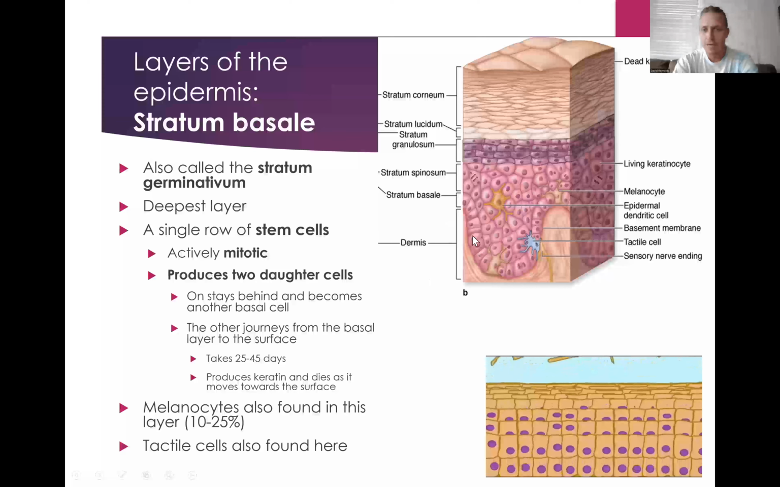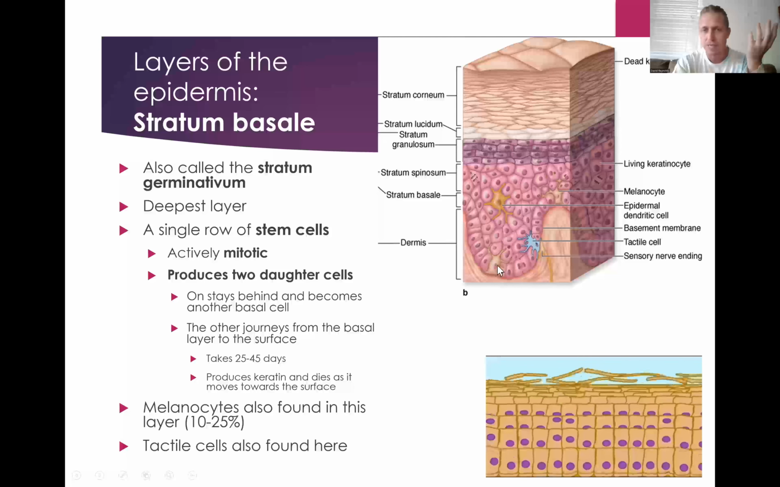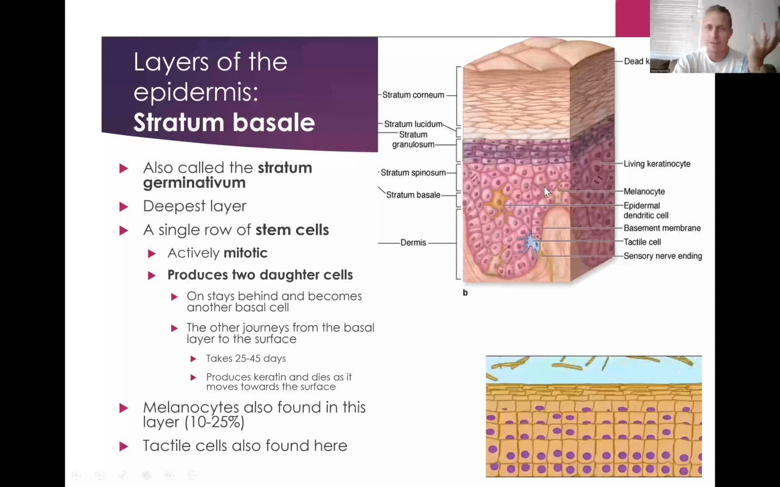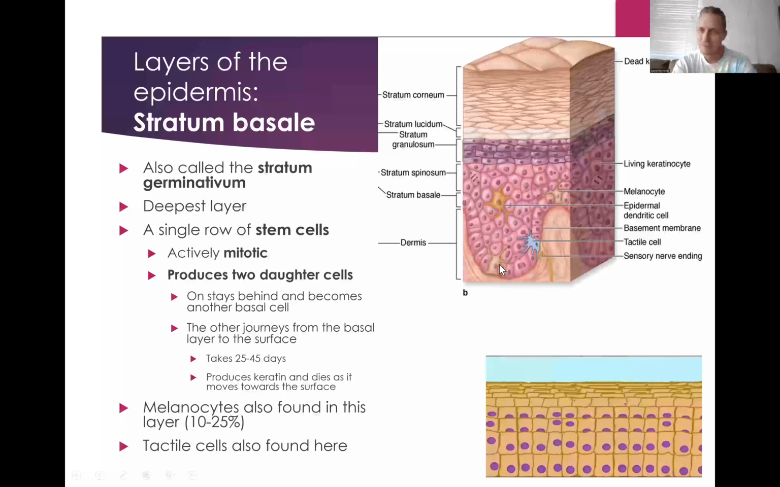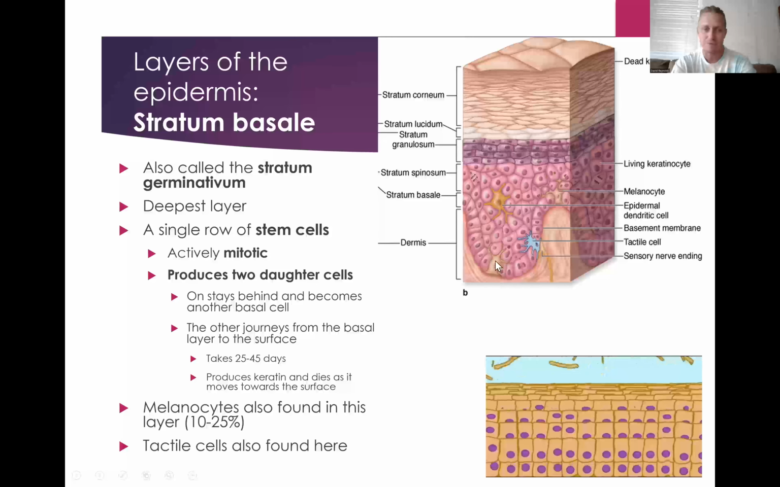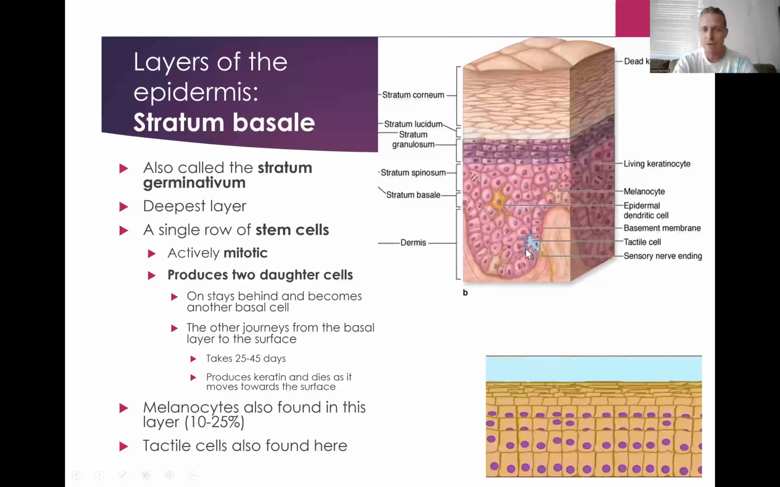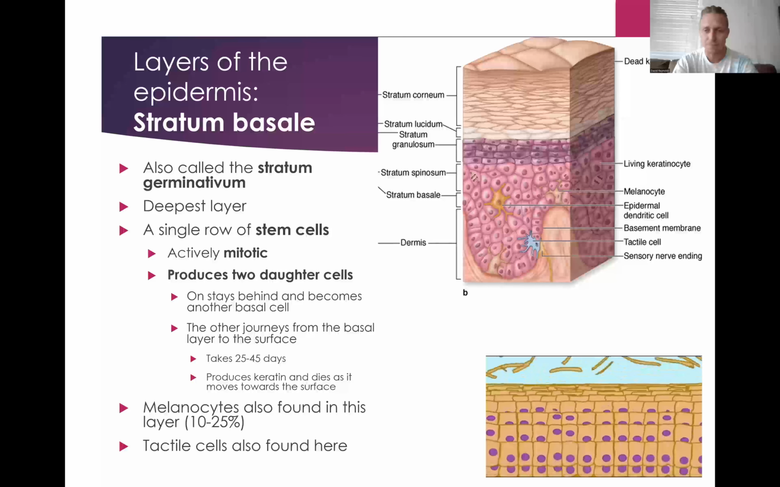This is also the layer where you're going to find melanocytes, so the ones that are responsible for making that photopigment. So here's a melanocyte here. These are the ones going to make that melanin and then donate it to these fresh keratinocytes that were created. So they're going to pass them off. So about 10 to 25% of the stratum basale is made up of melanocytes. And also, this is where we're going to find those tactile cells that are used for reception. So light touch is going to be sensed here as well.